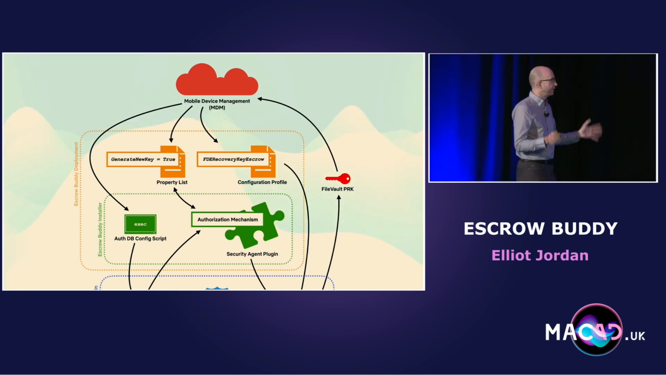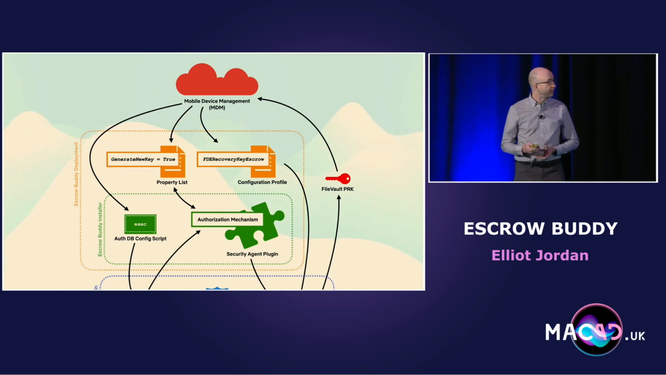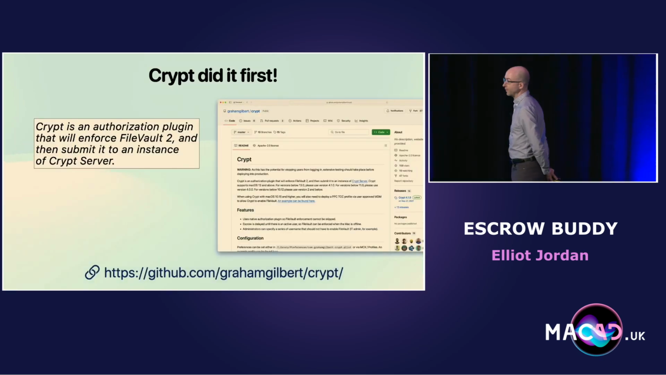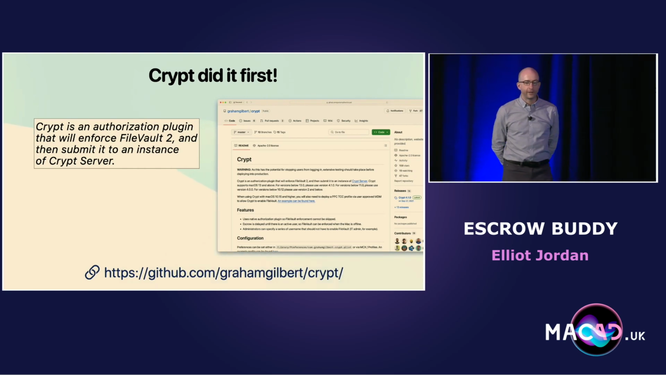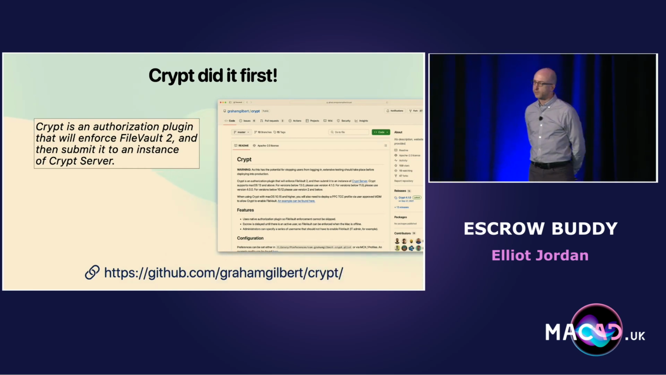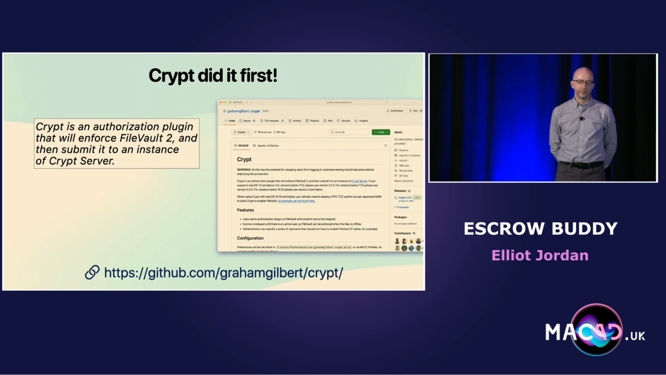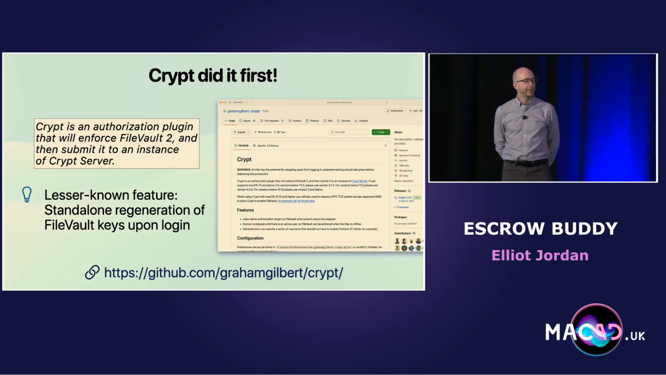So if this whole authorization plugin idea was so great, how come somebody hadn't already thought of it? Well, it turns out they had. Crypt, back in 2017, I believe, introduced this exact feature as part of their tool. Crypt is an authorization plugin that's often paired with a Crypt server in order to escrow FileVault keys to in-house hosted servers instead of to MDM. But it's kind of a little-known feature that Crypt also could be deployed standalone with no Crypt server and generate new keys upon login, just like Escrow Buddy.